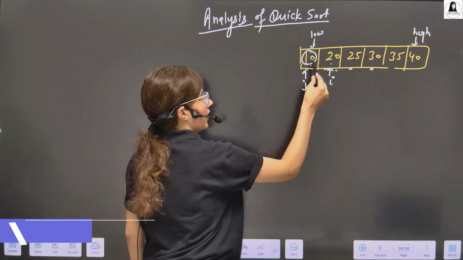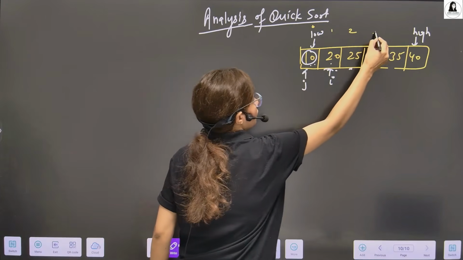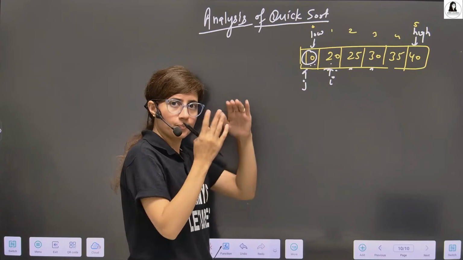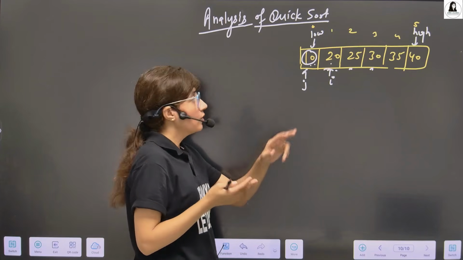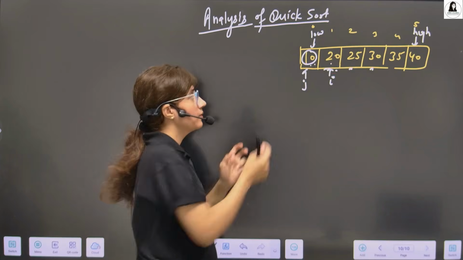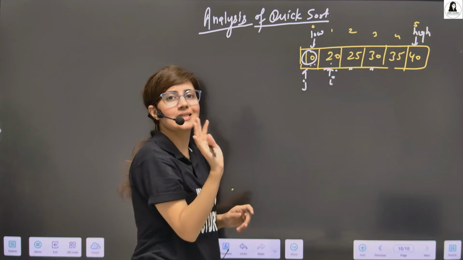I crossed this. So I is basically 0, 1, 2, 3, 4, 5. I is 1, j is 0. So we don't swap. If we don't swap, stop. While I is less than j, we keep moving. Otherwise, after the while loop, we swap the pivot element with whatever we have at the jth index.